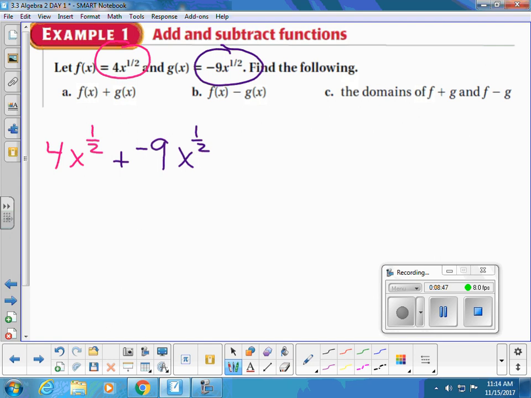Are these like terms or not? Yeah. And I always joke about apples. So I have 4x to the 1/2, and I'm adding -9x to the 1/2. They are like terms. So just think about it this way. If you have 4 apples and you're adding on -9 apples, how many do you have? -5 apples. So this is the solution to part A.